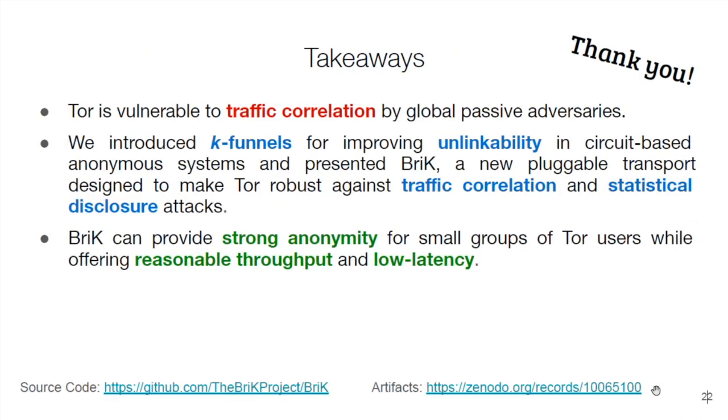So the takeaways from this presentation, what I want you to take away from here, is basically that Tor is vulnerable to traffic correlation attacks. So a global passive adversary can still correlate the traffic and de-anonymize users. We introduced a new K-funnel, so basically bringing K-anonymity from message-based systems to circuit-based systems.